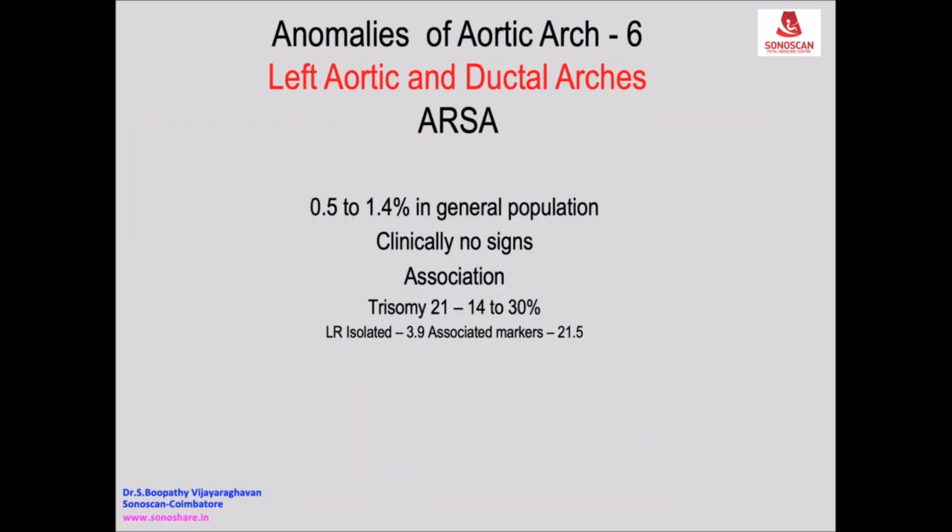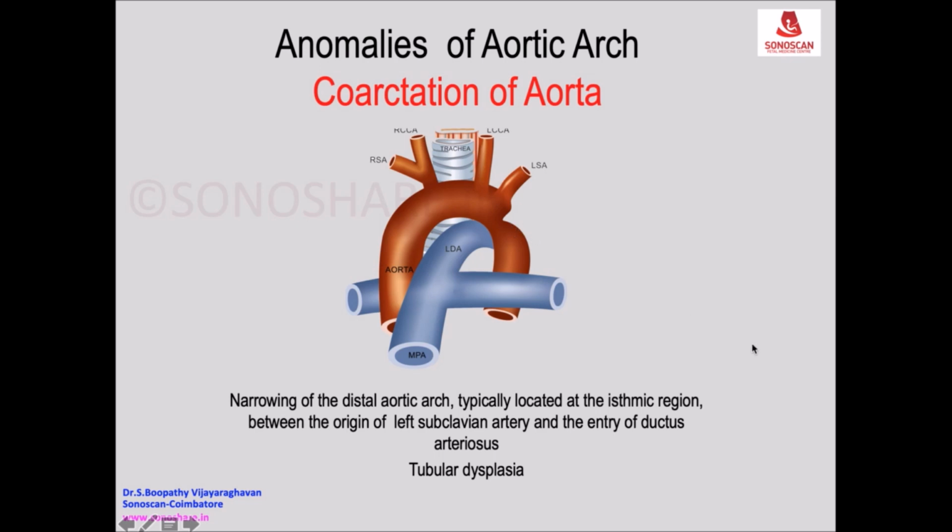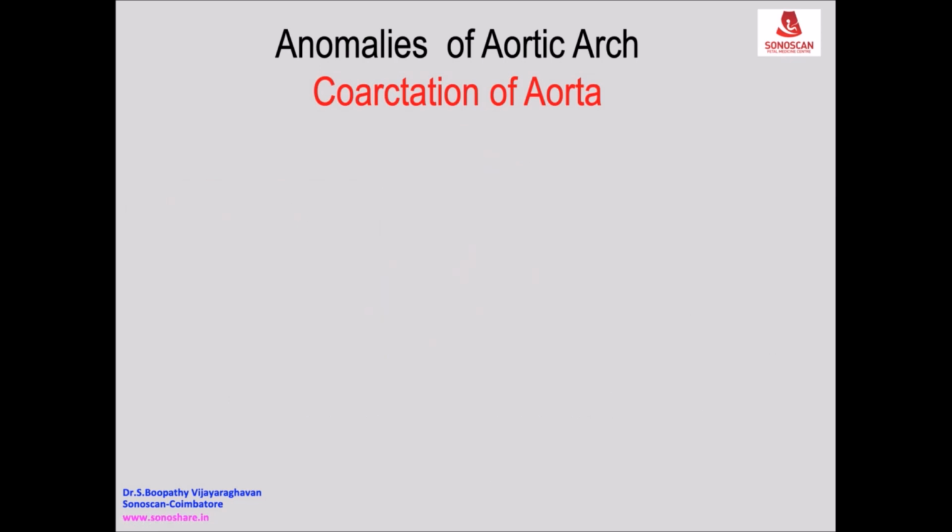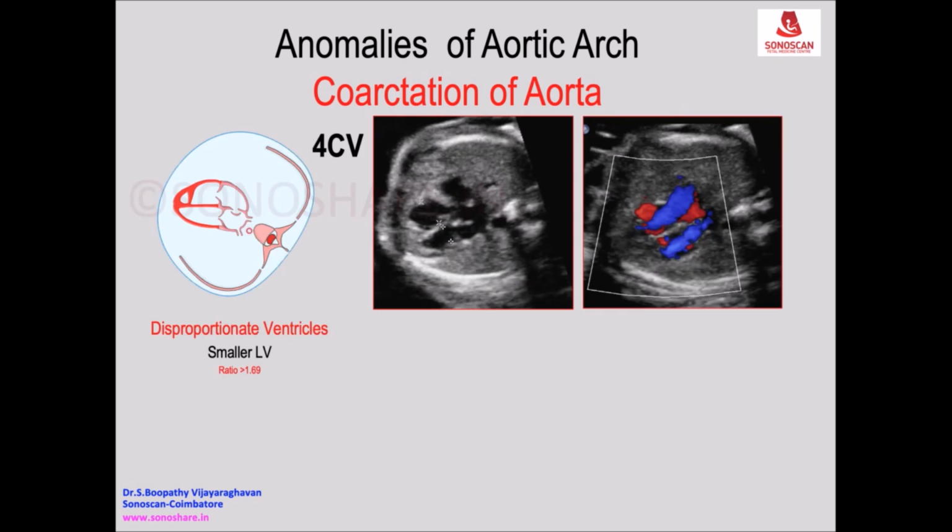The likelihood ratio for trisomy 21, when it is isolated, is 3.9. So when it is there, you must look for the isthmus location. You see the narrowing. If it is long, then you call it tubular hypoplasia. If you take a ratio between right ventricle and left ventricle, normal is 1.19. If it is more than 1.69, we call it disproportionately smaller LV.